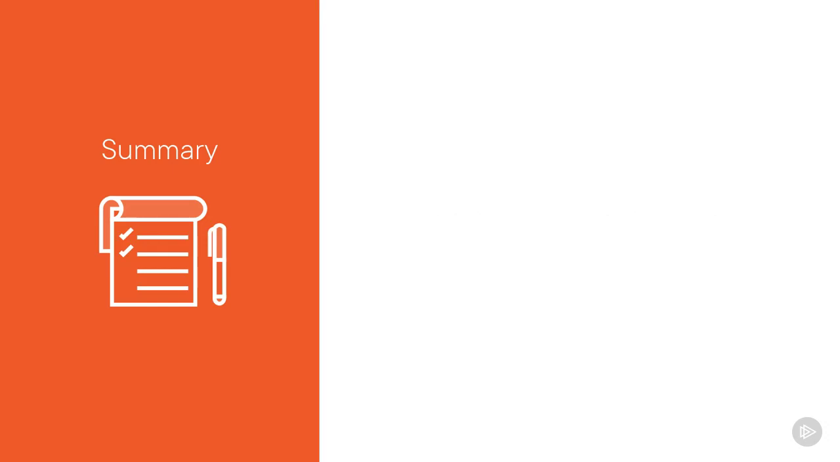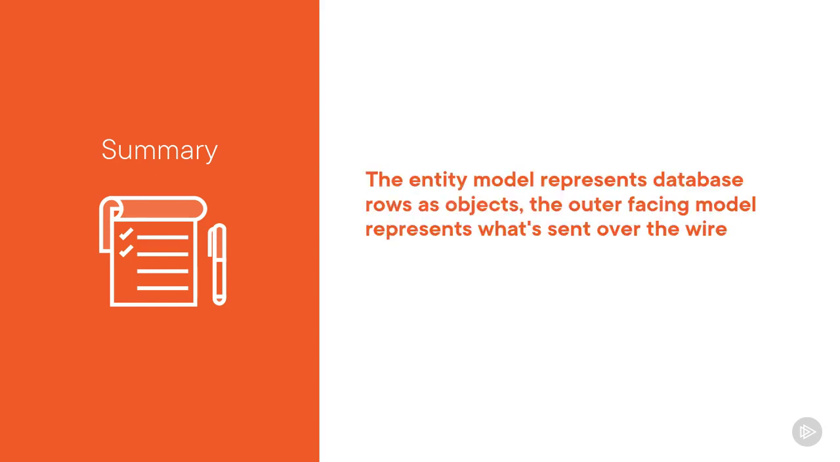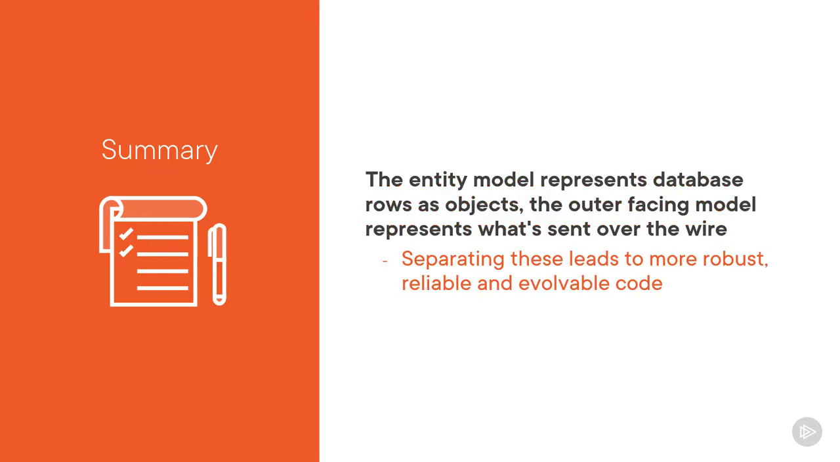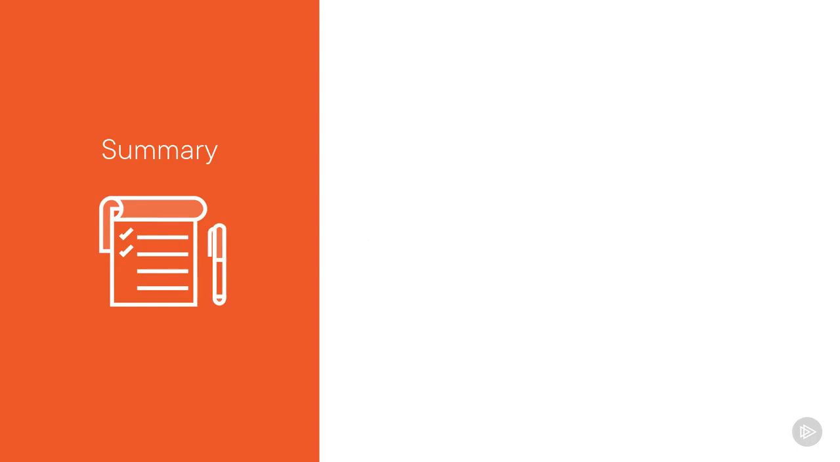Very important is the difference between entity model and outer-facing model. The entity model represents database rows as objects, and the outer-facing model, sometimes referred to as DTOs, represents what's sent over the wire. Separating these leads to more robust, reliable and evolvable code, and it will later on allow us to implement more advanced features.